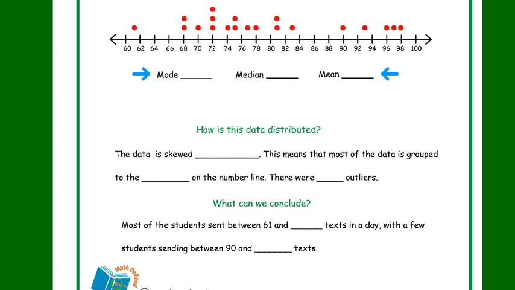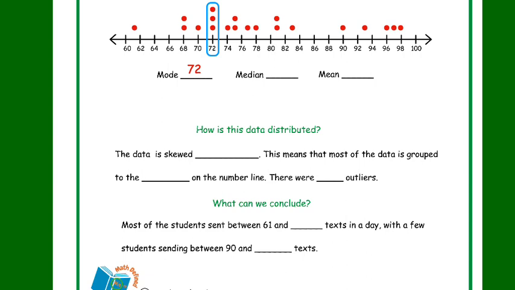Finding the center allows us to understand that half of the data points are less than the center value and half of the data points are greater than the center value. Let's begin with the mode. The mode is the value or values that occur the most in the set of data. Looking at the dot plot, we can see that there are 3 dots above 72, which is more than any of the other values. So 72 is the mode. Now to find the median.